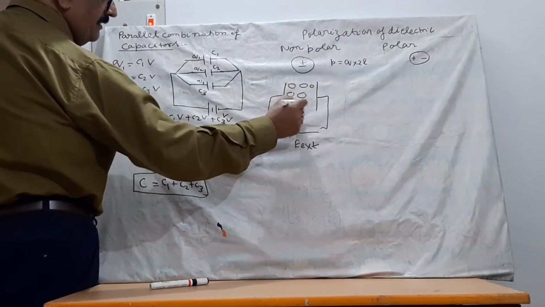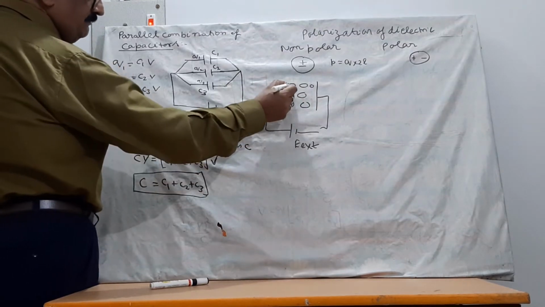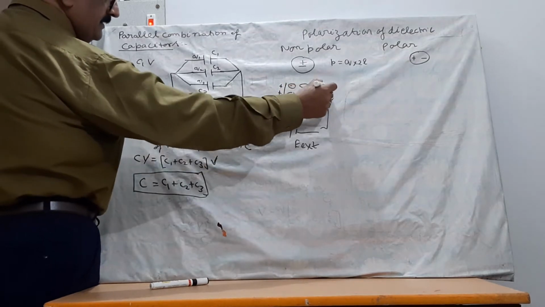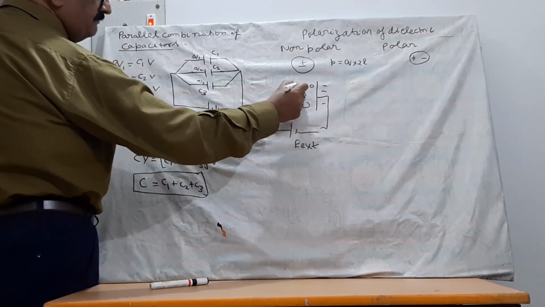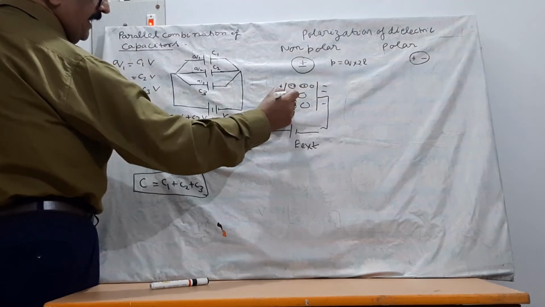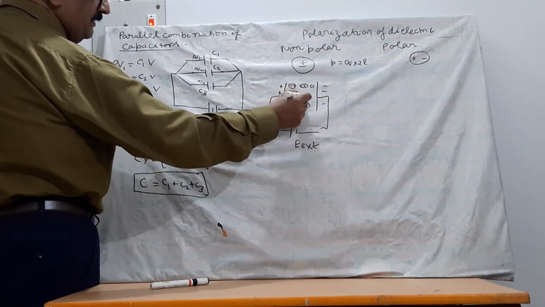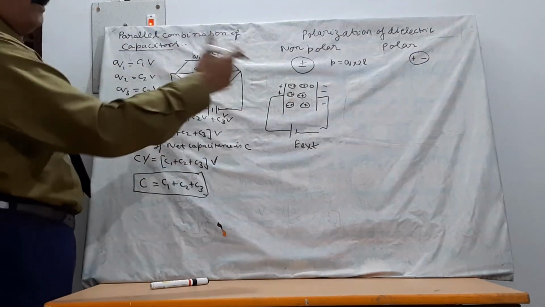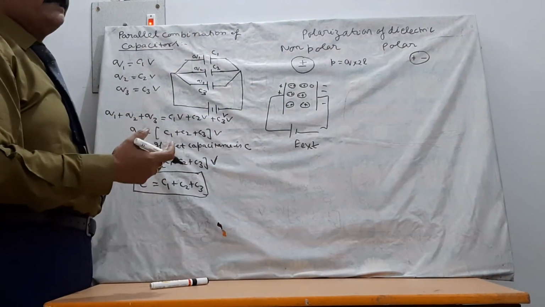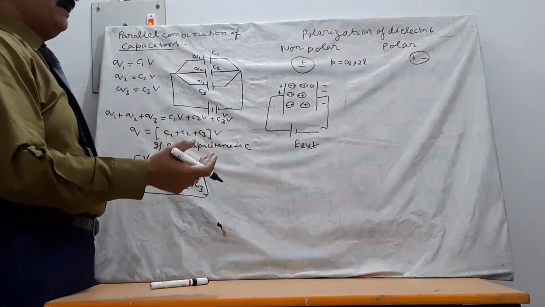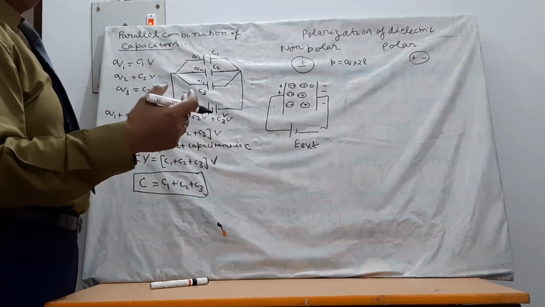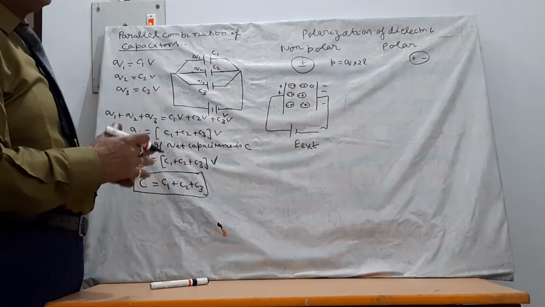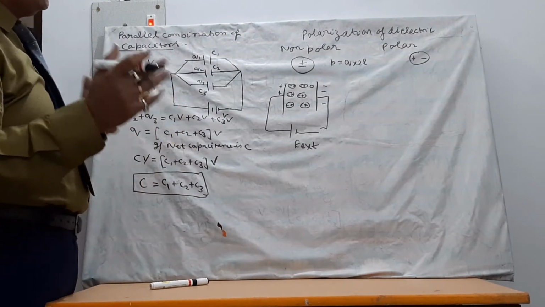there are two plates. So negative charge shifts towards the positive side. This is the negative side, and positive charge shifts towards the negative side. Therefore, a distance is created between positive charge center and negative charge center, and therefore they acquire dipole moment. So this phenomenon is called polarization of dielectric. When a dielectric is kept in an external electric field, the distance between positive charge center and negative charge center increases and they acquire electric dipole moment.